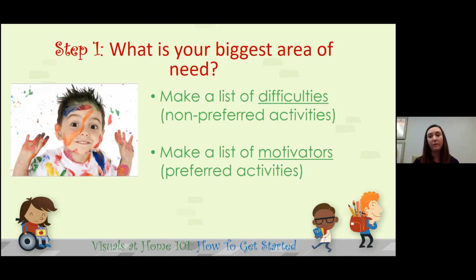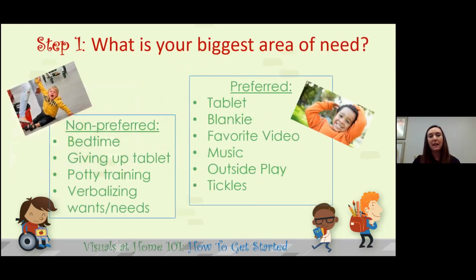Then make a list of motivators or preferred activities. My child really likes Moana, or my child really loves trains. Make a list of all the things that make them happy. Here's what that may look like. You have your non-preferred activities over here, and that's often the response when we introduce those without visuals: bedtime, giving up the tablet, potty training, verbalizing wants and needs. And then we've made our preferred list: tablet, blankie, videos, music, different things like that. So take a few minutes and do that, and then we'll be ready to move to step 2.